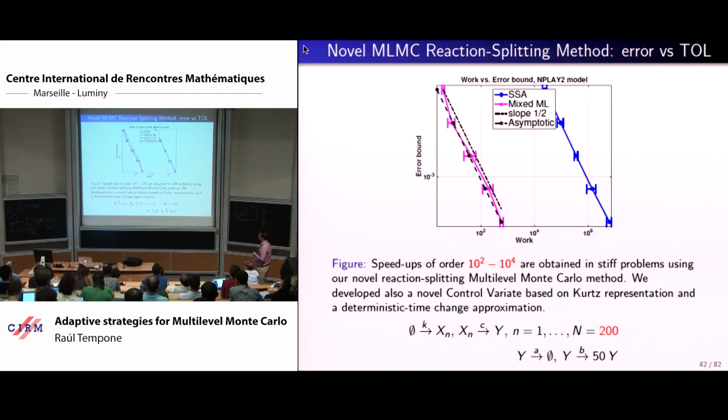So it is actually paying to introduce a biased approximation with respect to the unbiased method. Okay, and here's an example of a reaction splitting method where you actually do this differently in the different reactions to get even farther.